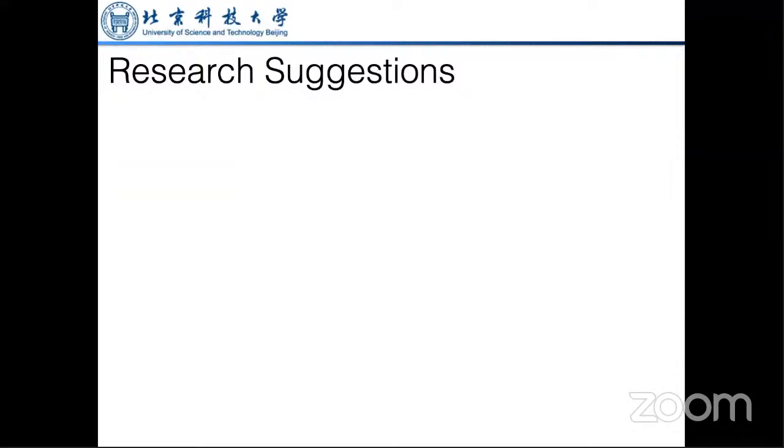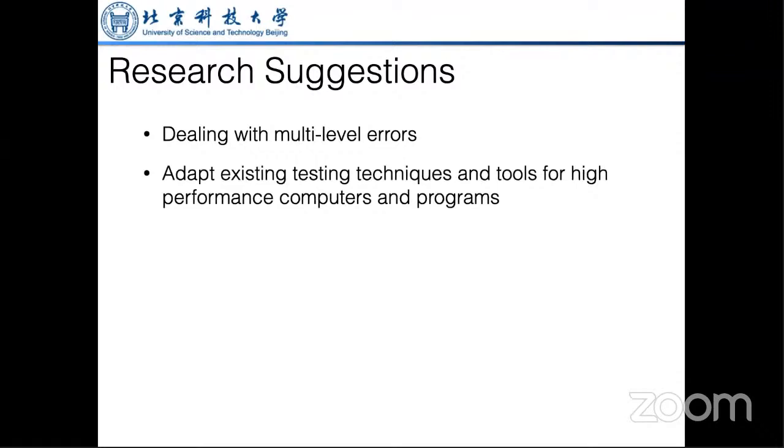Based on our practice and observation, we also identified a few research suggestions. First, how to analyze and test a program in a context of multi-level errors is an interesting topic. As we have explained, there are many errors that may lead to an inaccurate result. When the program output is inaccurate, how can we know whether it is due to a bug in the program or an error in the input data?